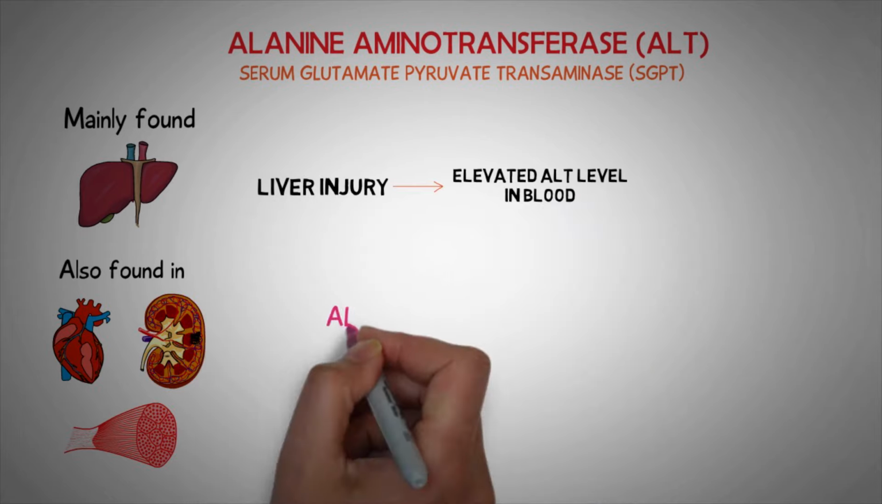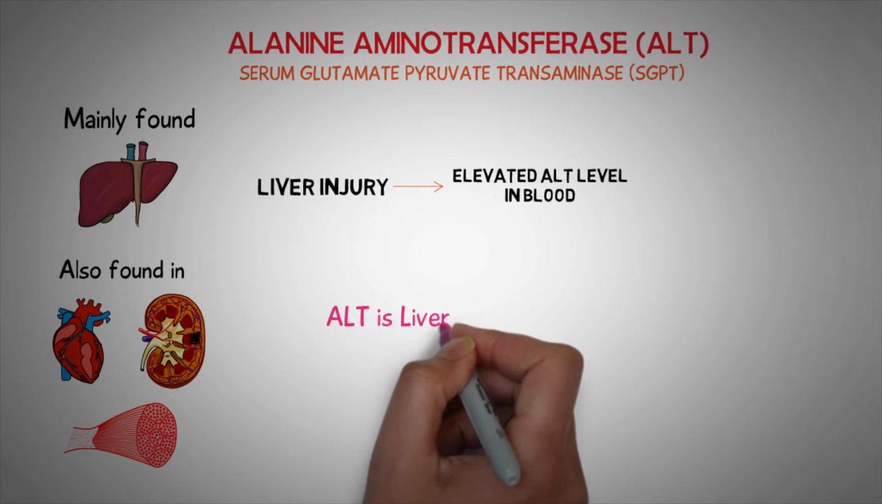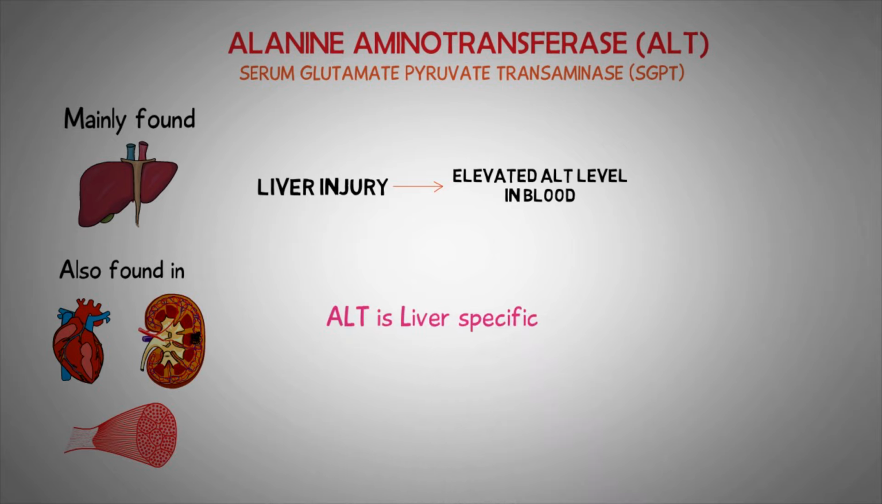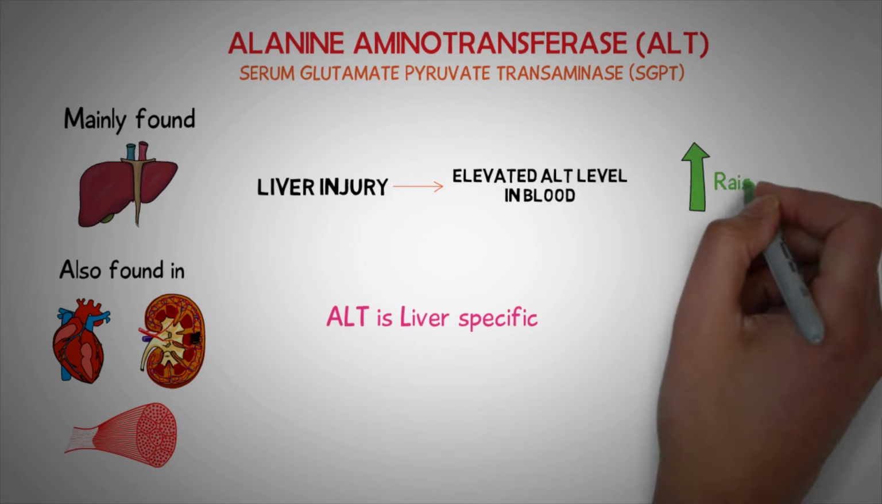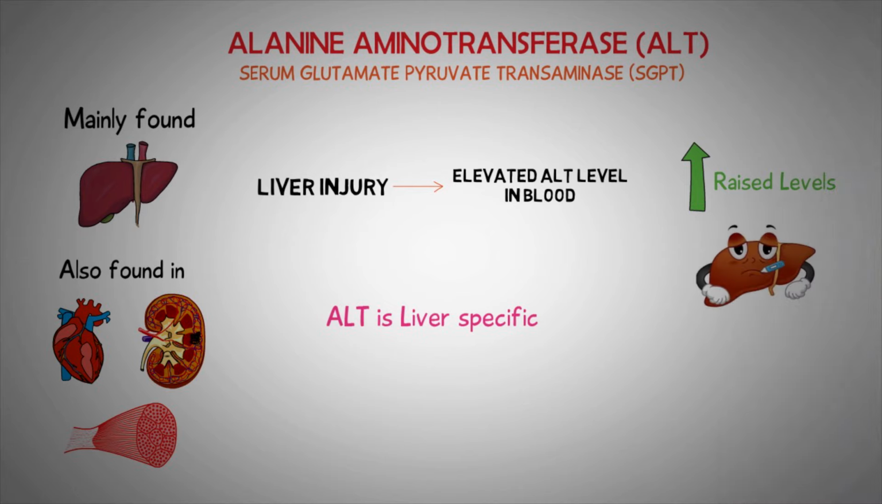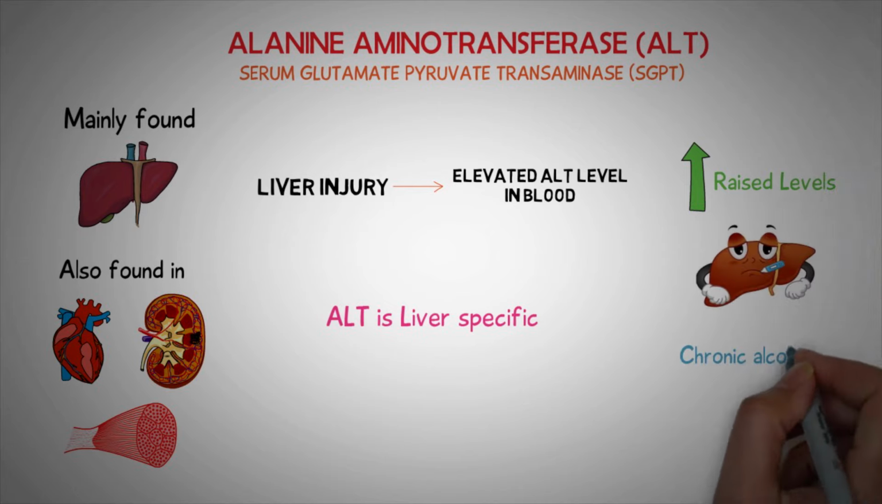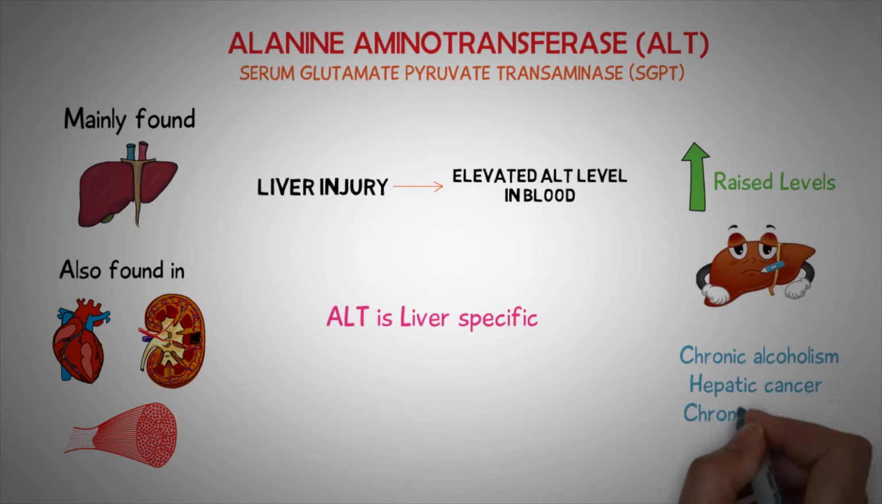ALT is a more liver sensitive or specific indicator of liver diseases as compared to AST. Its level is directly related to the extent of cellular injury, and raised level of ALT can be seen in chronic alcoholism, hepatic cancer, and chronic cirrhosis.